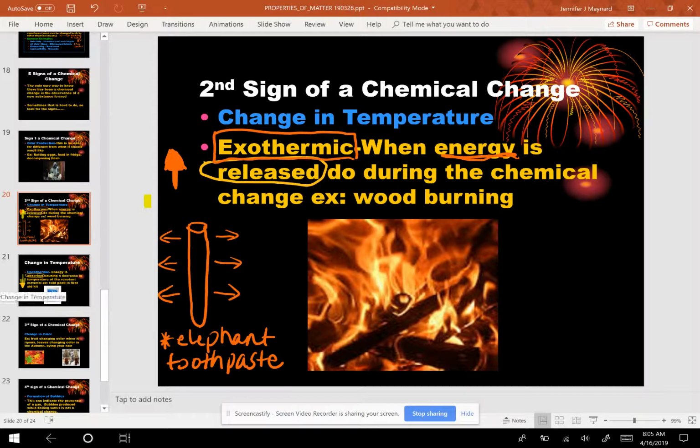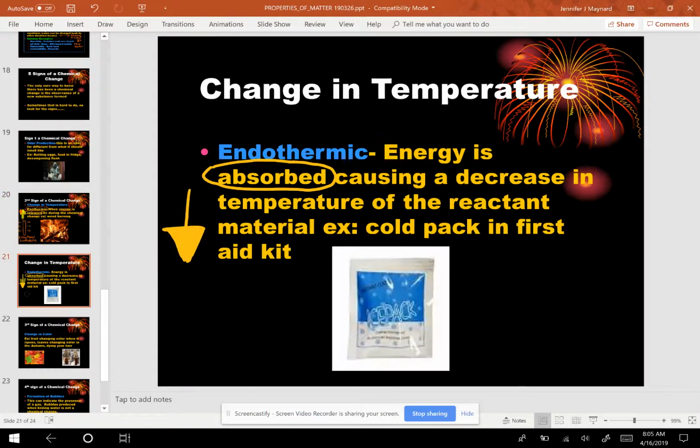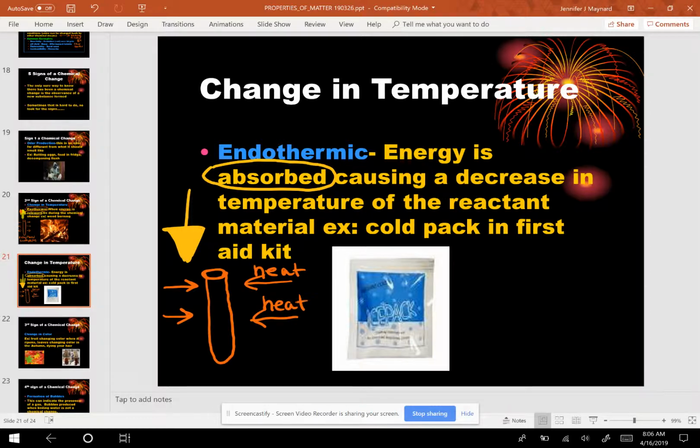Now we can also have a reaction where energy is absorbed, and that's a decrease in temperature. You're like, well, if the energy is absorbed, why is it a decrease in temperature? Because it is taking the heat from the surroundings and absorbing it. And then this feels cold.